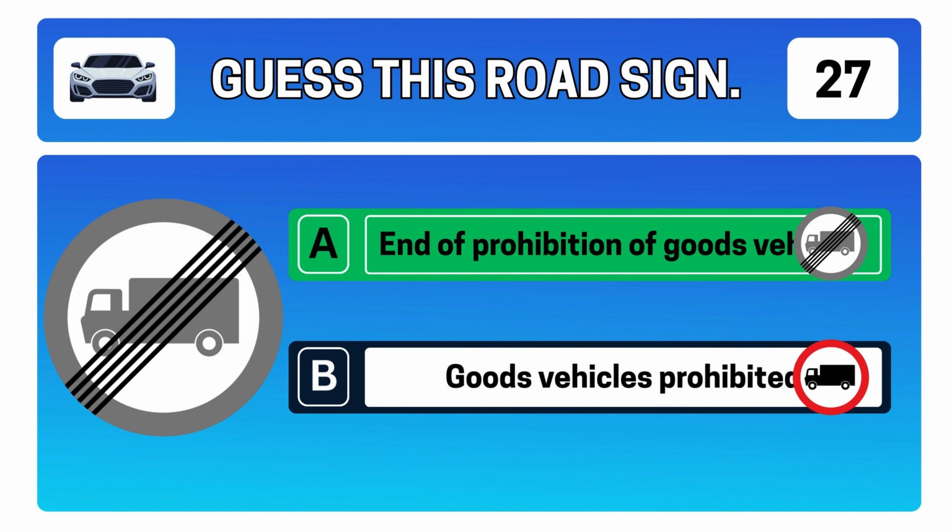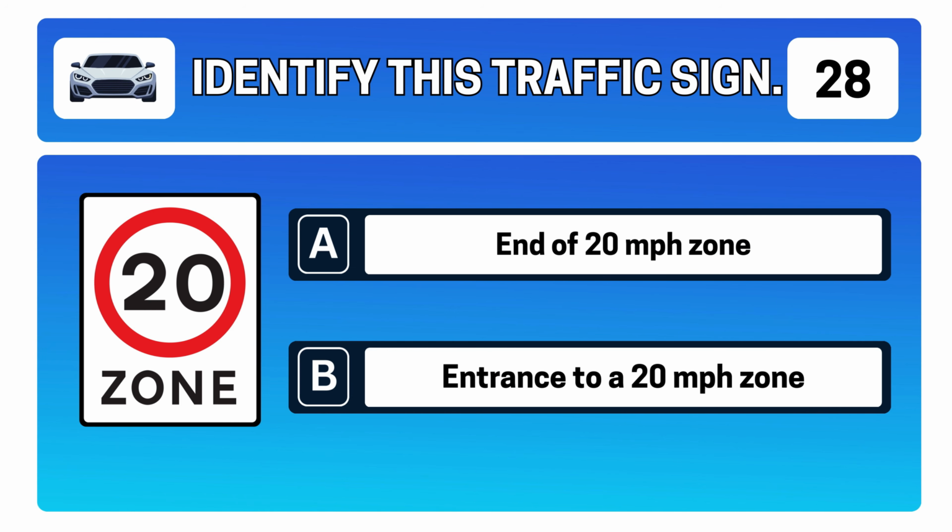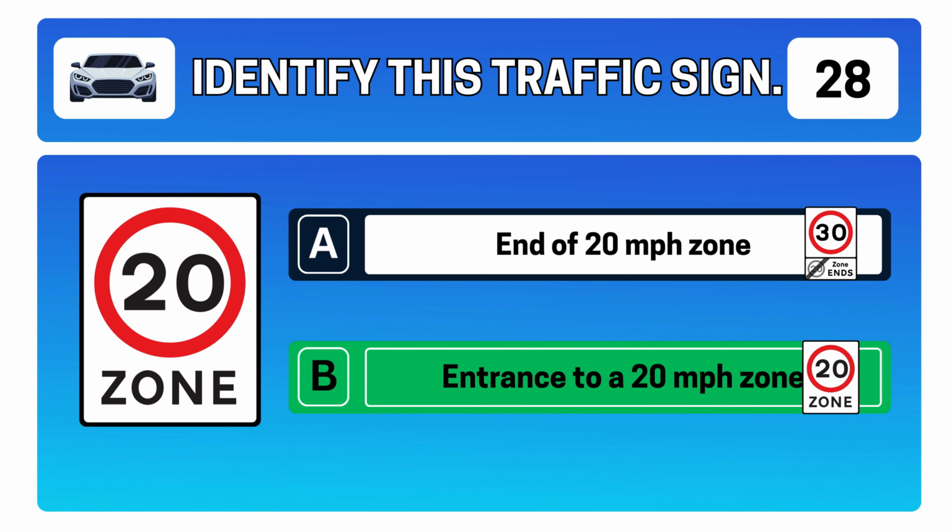Exactly. This is the end of prohibition of goods vehicles sign. Identify this traffic sign. A. End of 20 miles per hour zone. B. Entrance to a 20 mile per hour zone. Well noticed. This is the entrance to a 20 mile per hour zone sign.